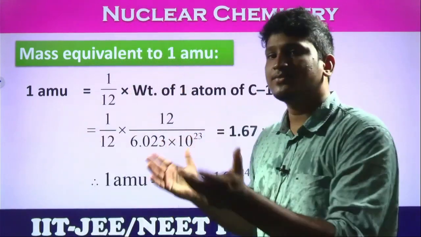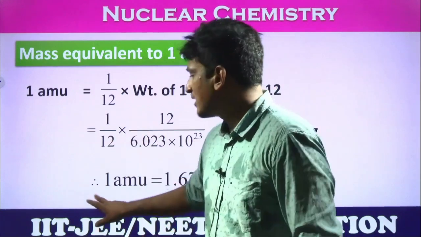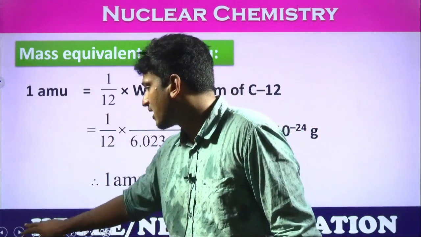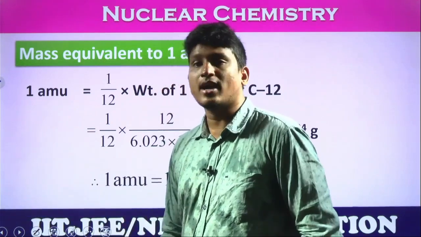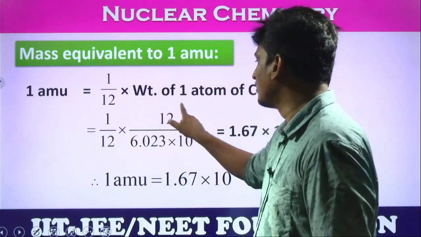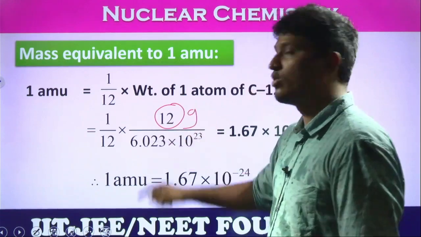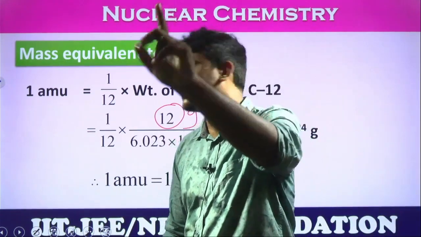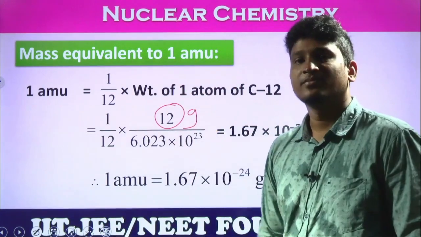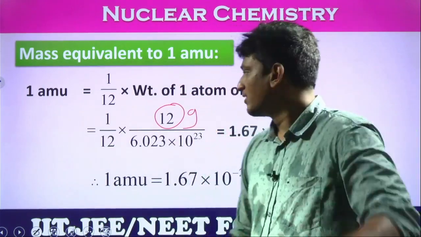So let us find the mathematical relation: 1/12 into the mass of a single carbon atom. How can we find the mass of a single carbon atom? What is the mass of 1 mole of carbon atoms? 12 grams. Yes or no? 12 grams is the mass of 1 mole. 1 mole means how many? 6.023 into 10 to the power of 23 atoms. Divided by that number, you will get the mass of a single atom.